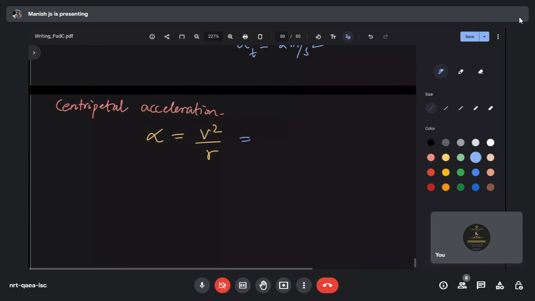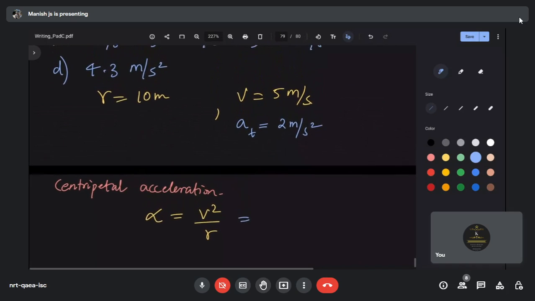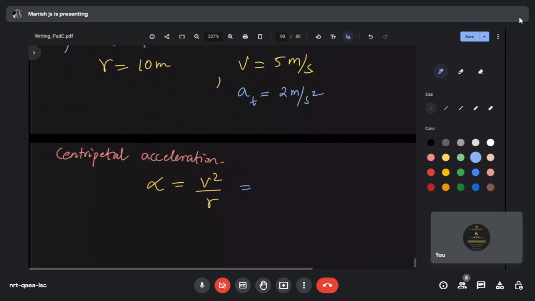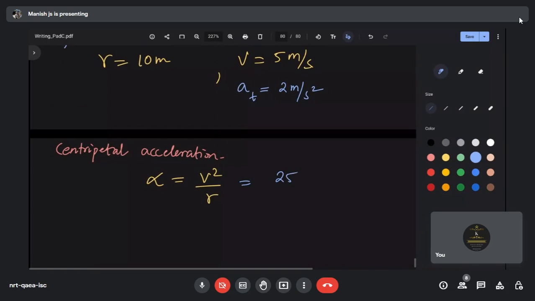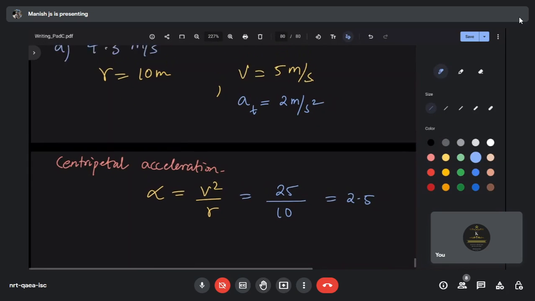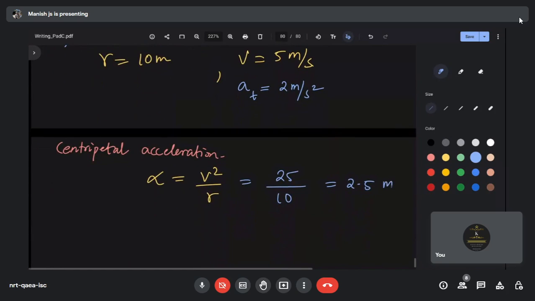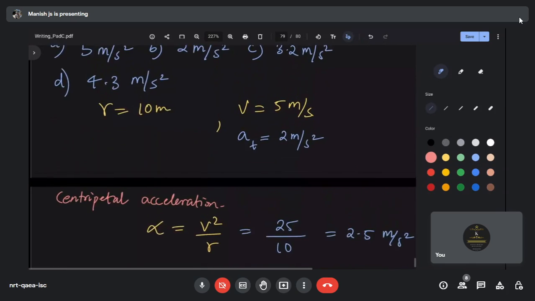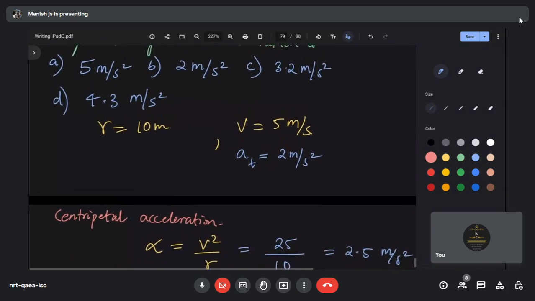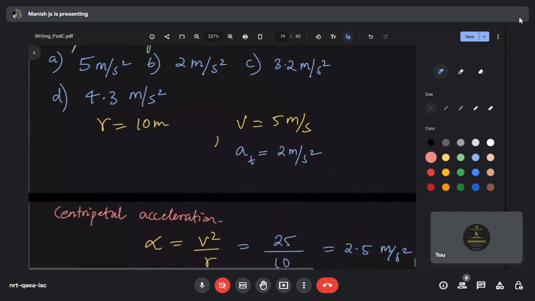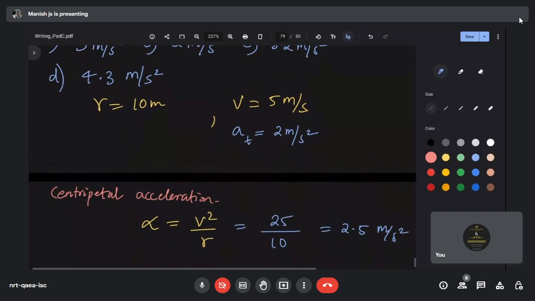So first அது வந்து calculate பண்ணலாம். So v square divided by r. v is nothing but 5. So 5 fives are 25 by 10. How much is that? 2.5. So you will get the value as 2.5 meters per second square. This is centripetal acceleration. Okay? But this is not in the option. They are asking us net acceleration. We have only found out the acceleration at the instant of time.